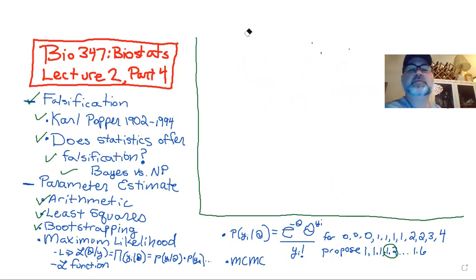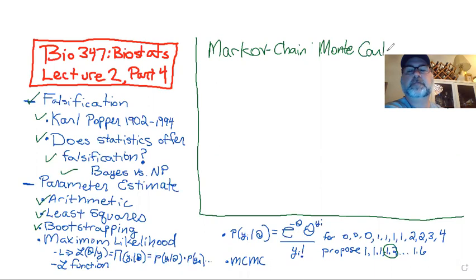The last thing we'll do is Markov Chain Monte Carlo. A Markov chain is the way you move through sample space.